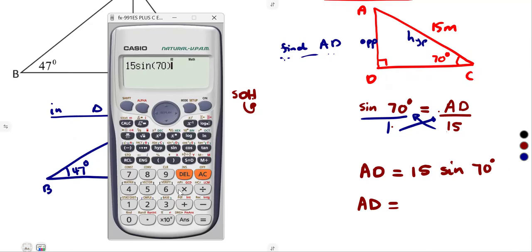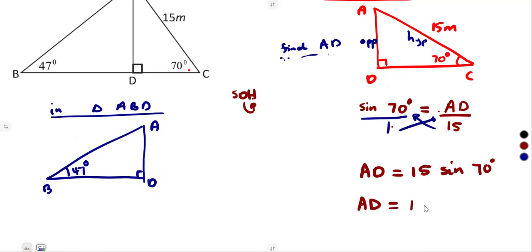We are going to have something like this. You round off your answers because you want to indicate here the answer for AD. This was what you're supposed to get. But because the question paper is saying your answers correct to 2 decimal places, you fix your calculator to 2 decimal places, and you get this as your answer: 14.10 meters.